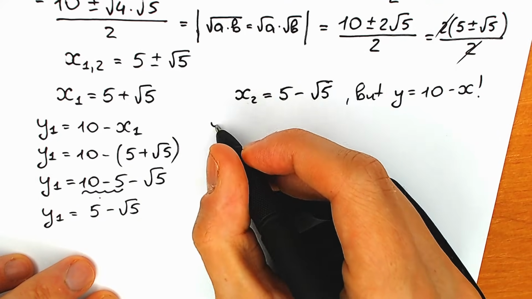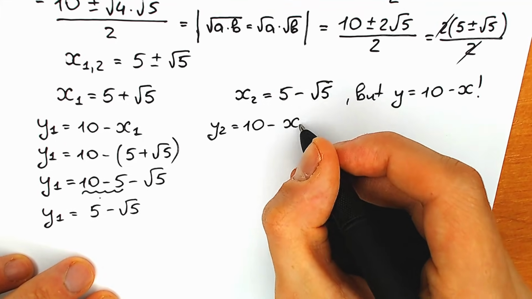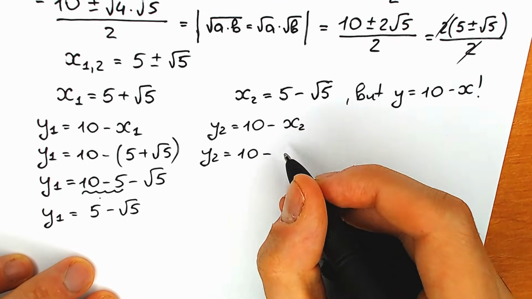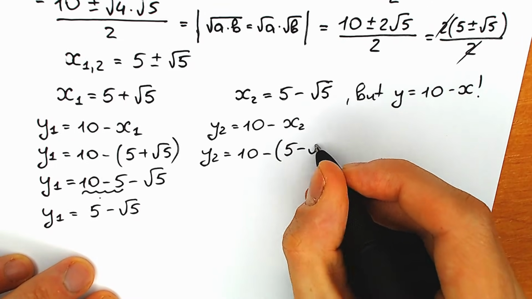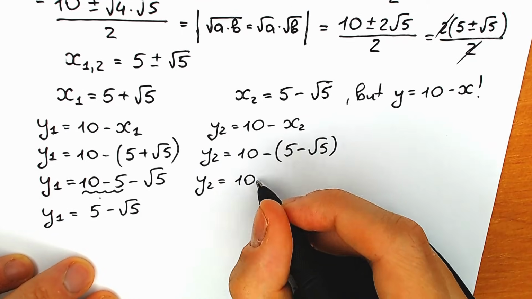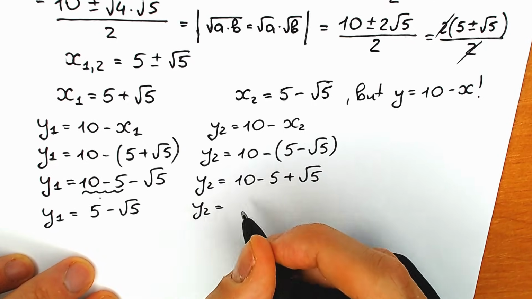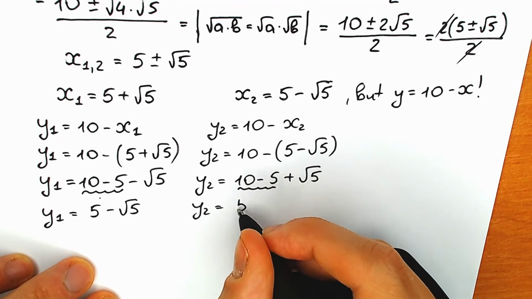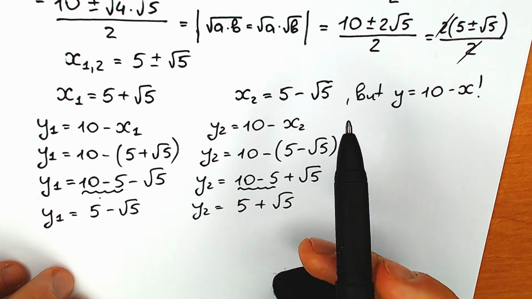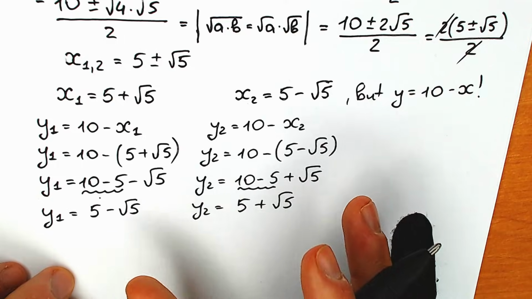And right now let's solve our second part. Let's find our y second equal to 10 minus x second. The same thing, the same principle. y second equal to 10 minus x second, 5 - √5. And y second equal to 10 minus 5 plus √5. y second equal to, right here 10 minus 5 equal to 5, so we have 5 + √5. As you can see, the same principle. We have two symmetrical pairs. I mean symmetrical in terms of our signs.